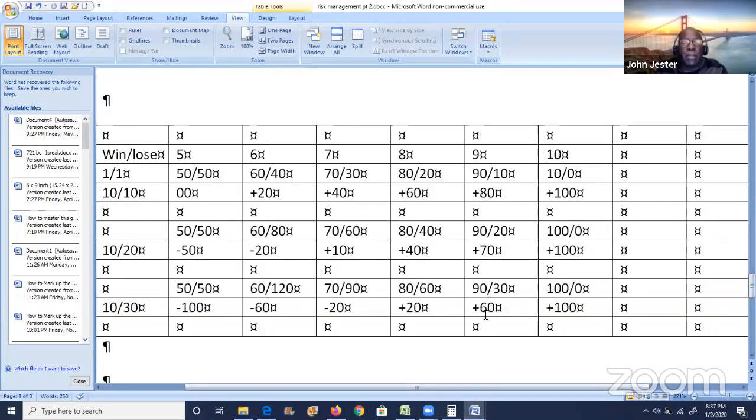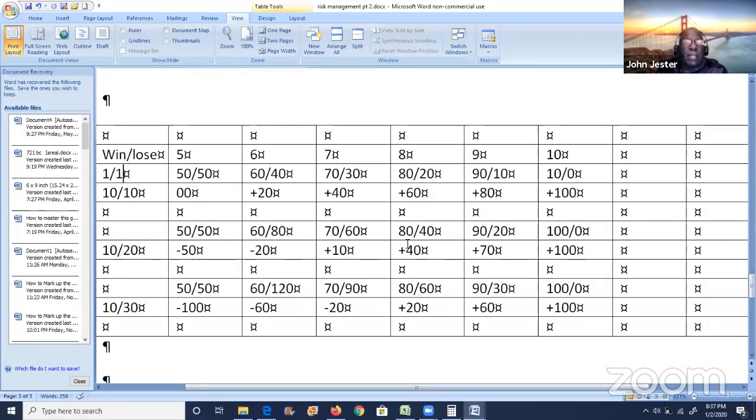9 out of 10 will put you at plus 60. And of course, the 10 out of 10 is always there. Okay, so if you're going to use the 10 with the 30 pip stop loss, this means if you win 7 trades and you lose 3, you're going to be minus 20.